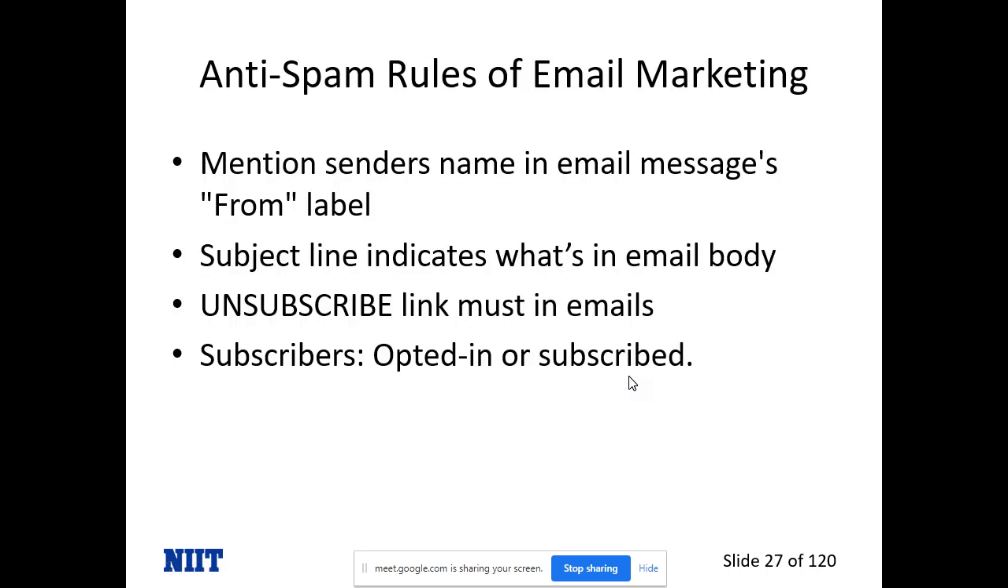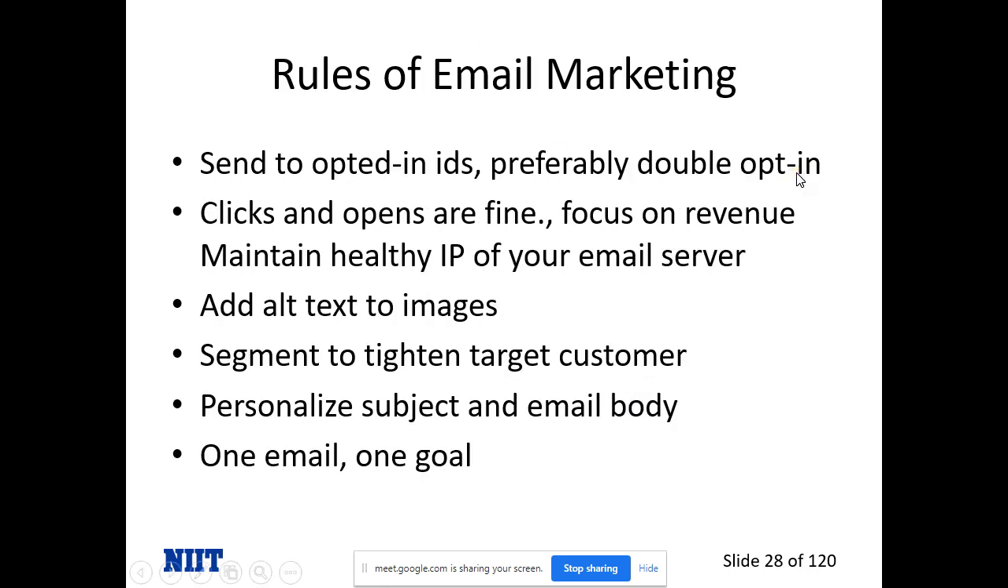Anti-spam rules for email marketing. Alright, what are the anti-spam rules for email marketing? Mention the sender's name in the email message from label. That means you'll have to mention the sender's name alongside the email address. The subject line indicates what is in the email body. Subject has to be necessary, an unsubscribe link has to be there, and a subscriber's opt-in or opt-out has to be there. So rules of email marketing: send to opted ins, we know this.